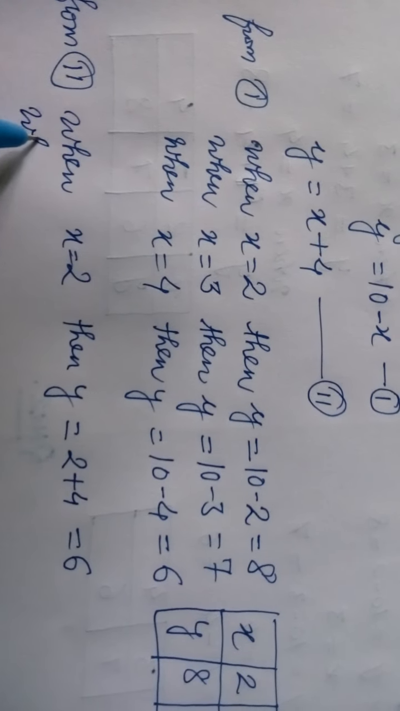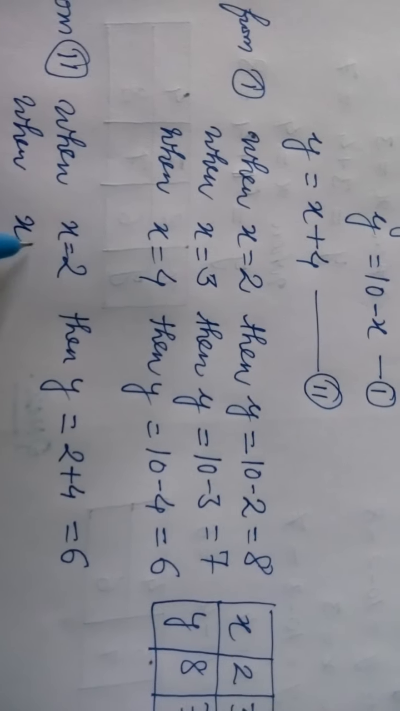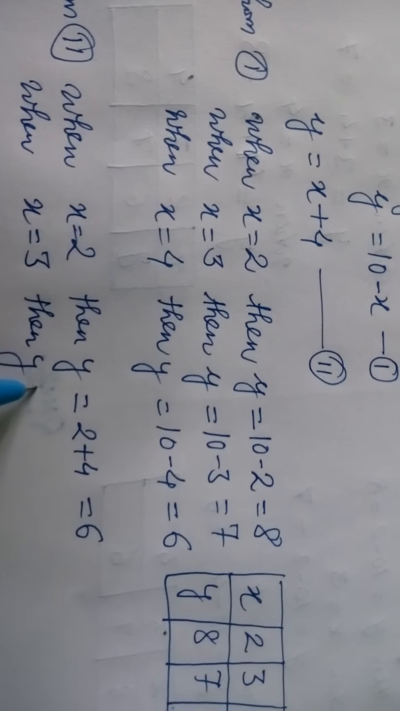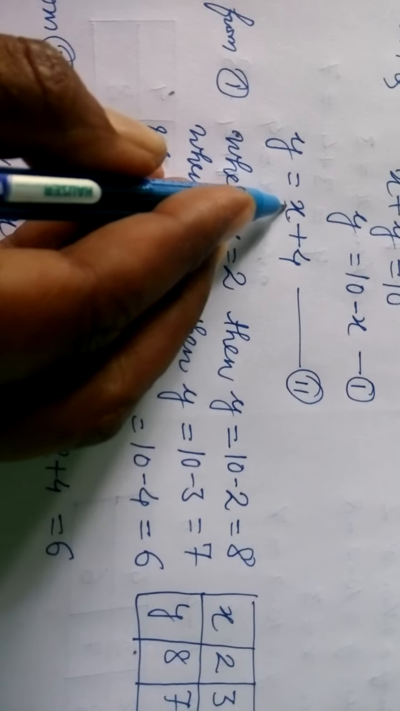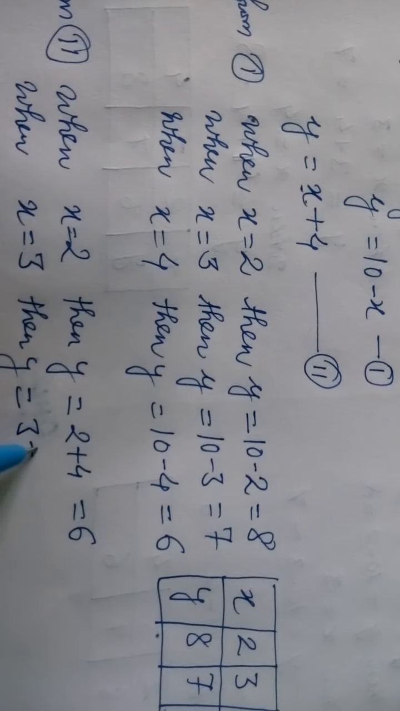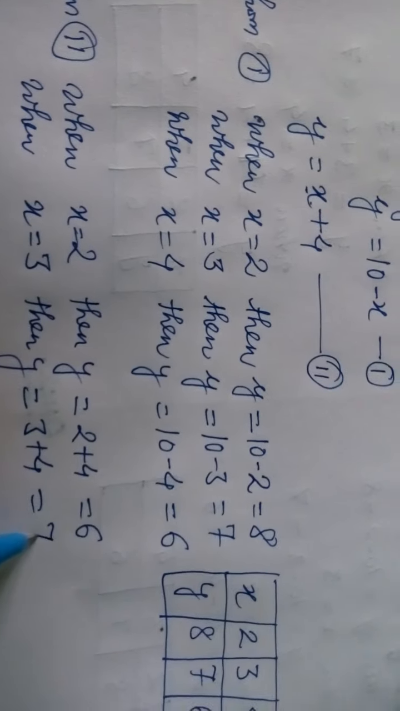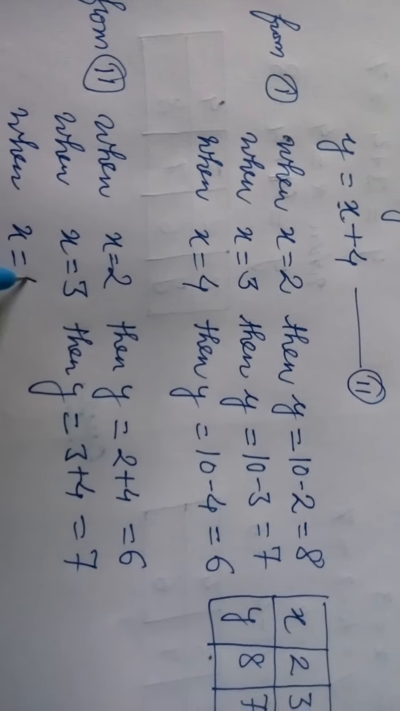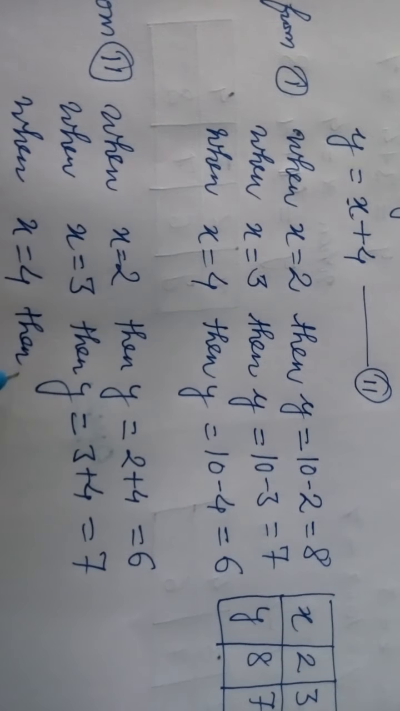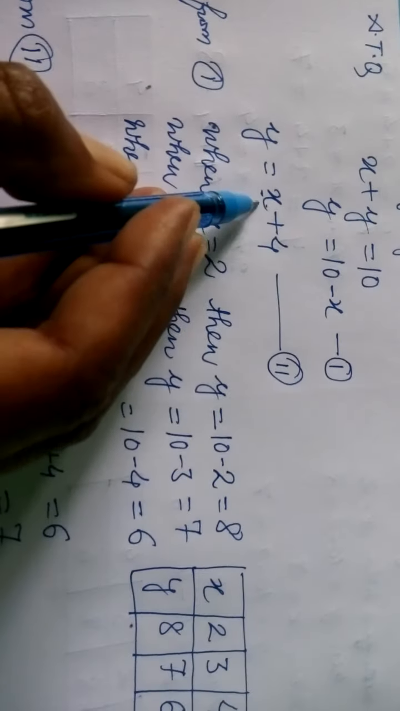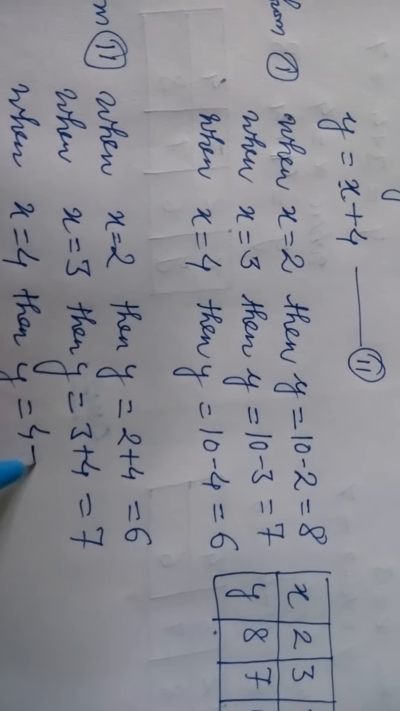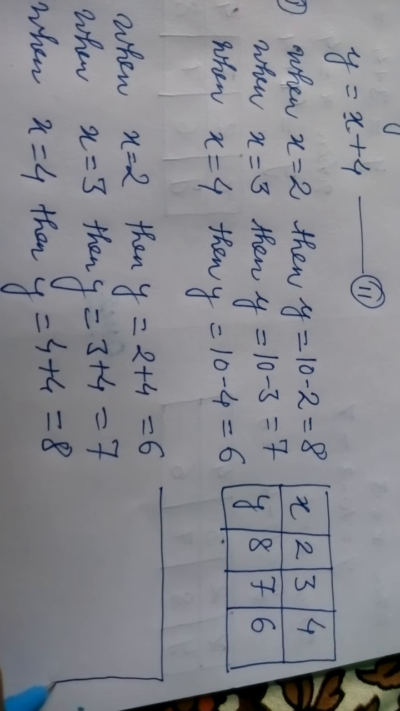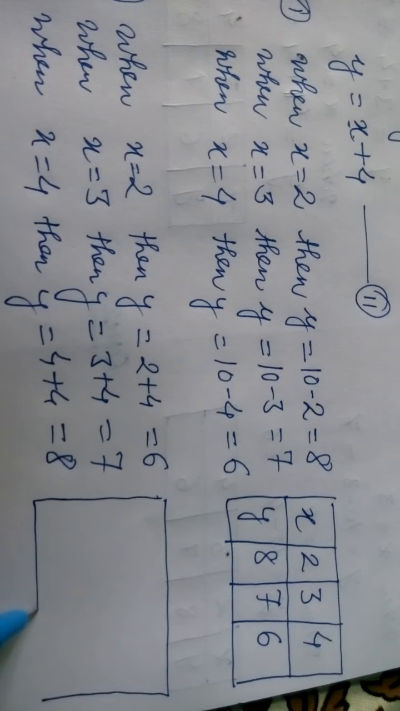And when x is equal to 3, then y will be equal to, in place of x I'll write 3. So 3 plus 4 will be equal to 7. Very simple. And let me take x is equal to 4, then y will be equal to how much? In place of x, I will put 4. So 4 plus 4, I'll get 8. So I got these x and y coordinates for the second equation also.